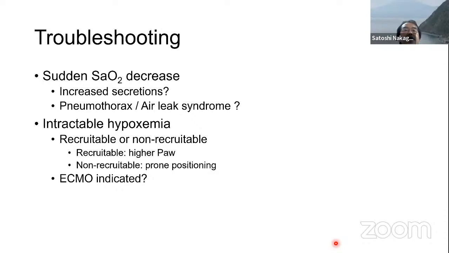When we see intractable hypoxemia, we must evaluate whether the lung condition is recruitable or non-recruitable. If we think this is recruitable, we apply the higher mean pressure. And if we think this is non-recruitable, we consider applying prone positioning. And if there's no further improvement, we must consider whether ECMO is indicated for the patient or not.